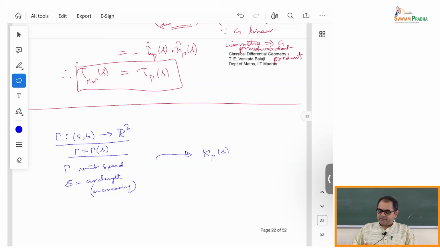Okay, and then I want to associate the tau gamma of s, which is a torsion function. But mind you, what are the assumptions you have to make? For the torsion to be defined, the curvature should be never 0. Okay, and the curvature is only the magnitude of the curvature for a space curve. There is no sign in the curvature. Therefore if it is not 0, it is always a positive quantity.